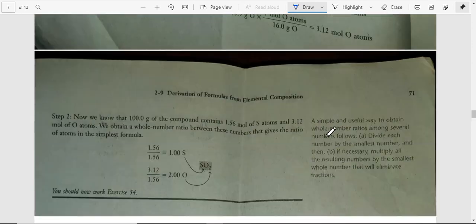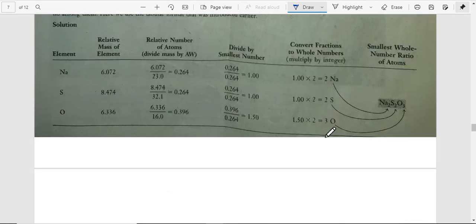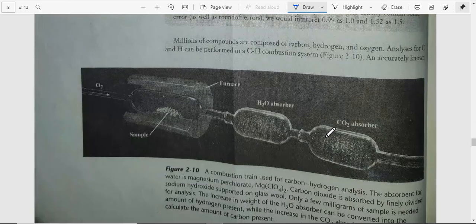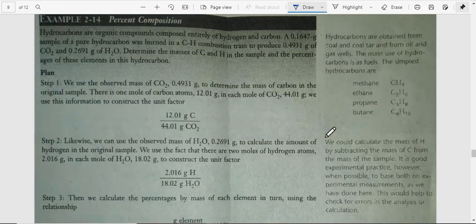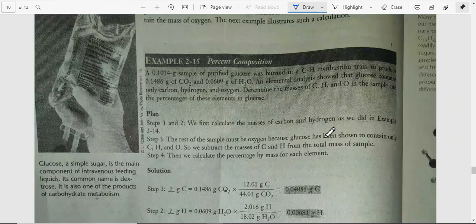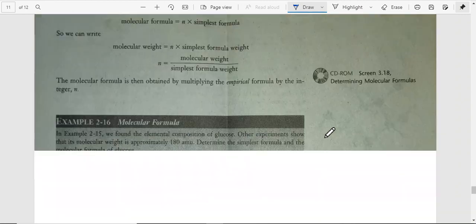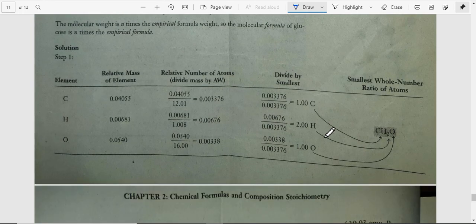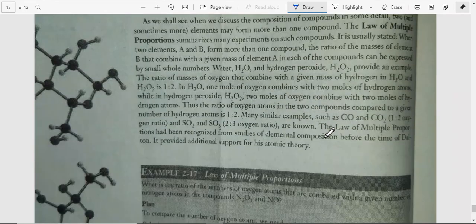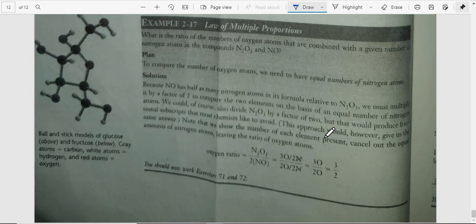Next is composition. Percent composition will be discussed on Sunday so you will not be overwhelmed with our topic. So on Sunday we'll finish this module.